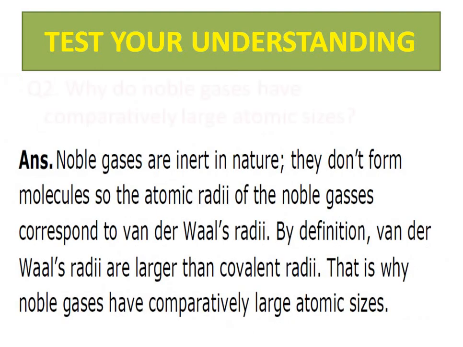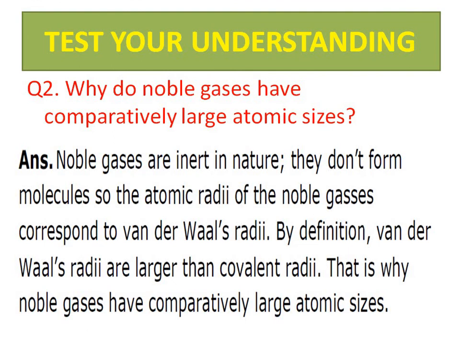Next, noble gases have large atomic sizes as compared to group 17 and 15. Why? Noble gases are inert in nature. They don't form molecules. They are in a monatomic state. So the atomic radii of the noble gases correspond to van der Waals radius. Van der Waals radii are larger than covalent radii. Therefore, noble gases have comparatively large atomic size.